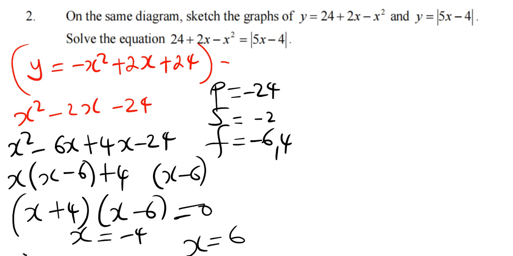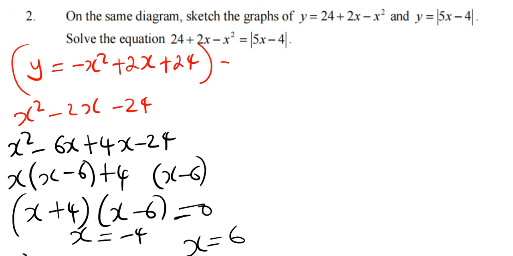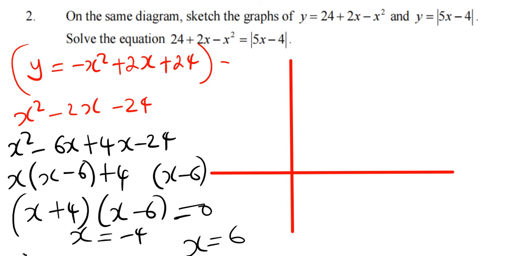Alright, so if we draw, we put our plane like that. Let's say negative 4 is here, and we've got positive 6 there. Then where are we going to have the y-intercept? On the y-intercept, x is equal to 0. So we're just going to remain with 24. So 24 is, let's say, somewhere there.